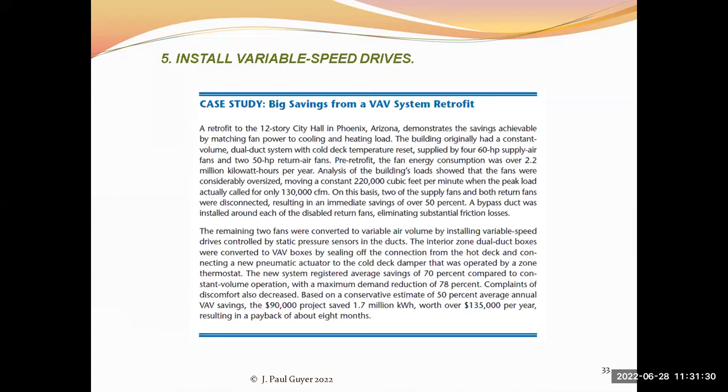130,000 CFM. On the basis of this analysis, 2 of the supply fans and both return fans were disconnected, which resulted in an immediate saving of over 50% in energy consumption. And a bypass duct with this project was installed around each of the disabled fans in order to eliminate friction loss having to do with pushing the air through these disconnected fans.